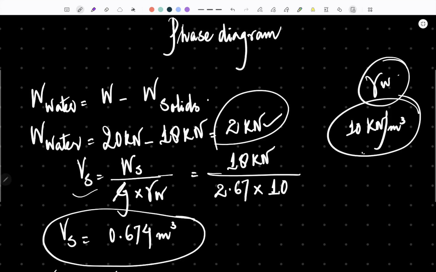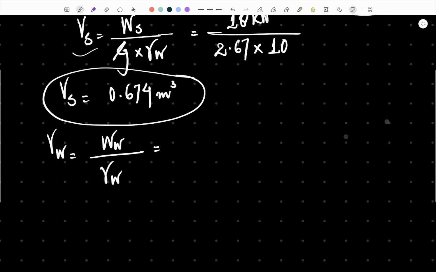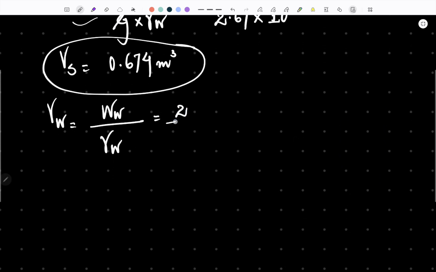Weight of the water was equal to the total weight, which was 20 kilonewton, the weight of the wet soil, minus the dry unit weight, that is the weight of the soil solids, which was 18 kilonewtons, right? So weight of water is 2 kilonewtons. So 2 divided by density of water, 10 kilonewton per cubic meter. All right. So volume of water, how much? By calculations, it is 0.20 cubic meter.